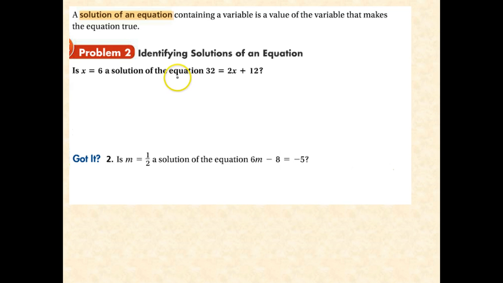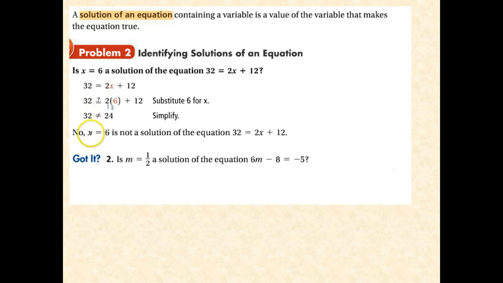So, if we have an open equation, we can solve it. Finding a solution of an equation means finding a value of the variable that makes the equation true. So, is x equals 6 a solution of this equation? Well, how can we find out? We could substitute a 6 in for x and then see if the equation's true. So, 2 times 6 plus 12. 2 times 6 is 12. 12 plus 12 is 24. And then that does not equal 32, does it? So that means that, no, x equals 6 is not a solution for this equation.